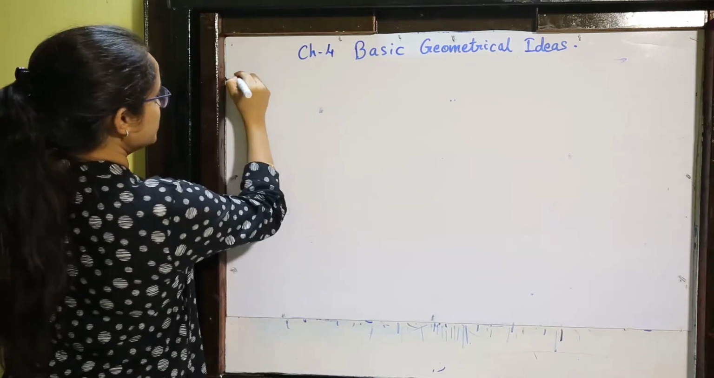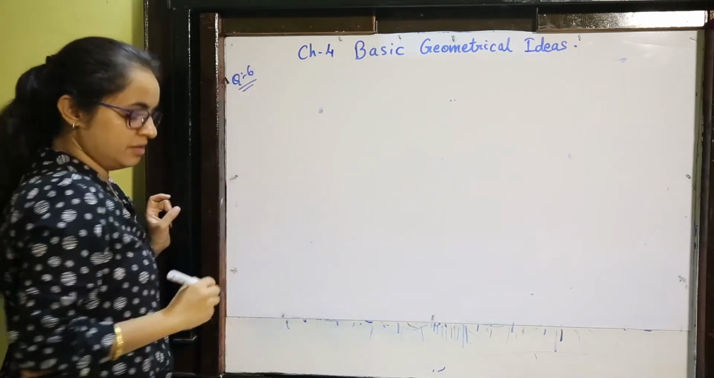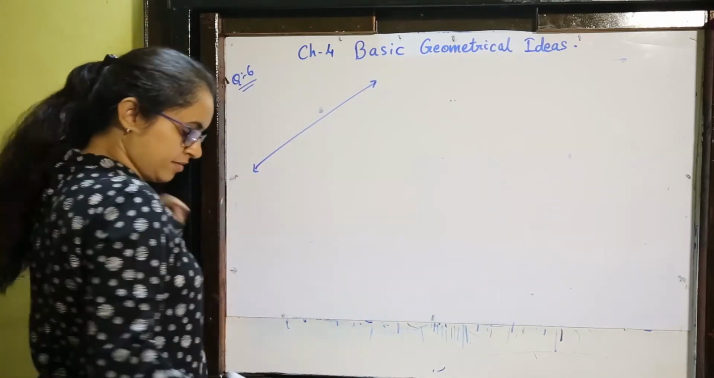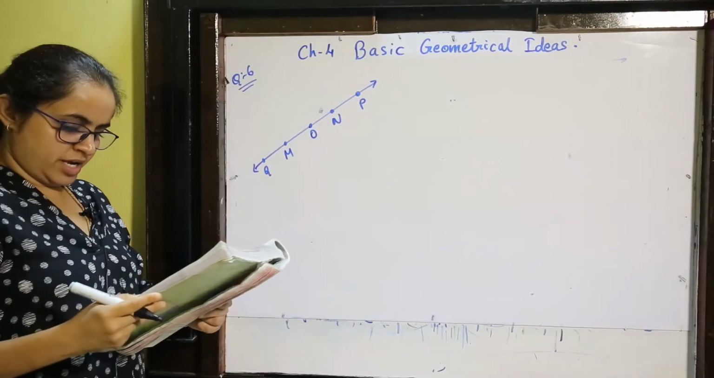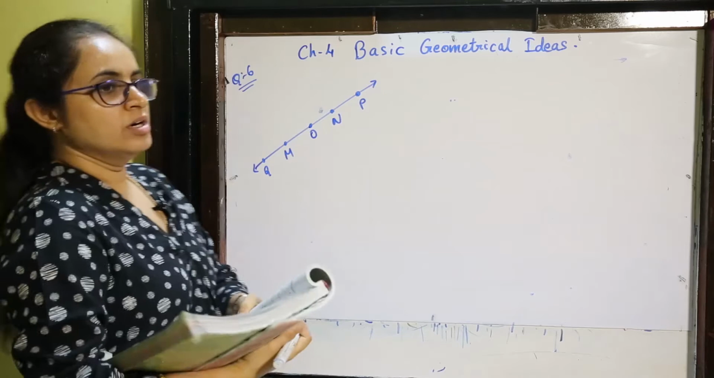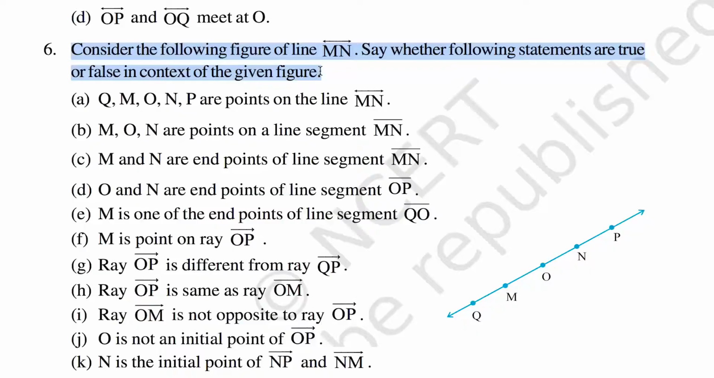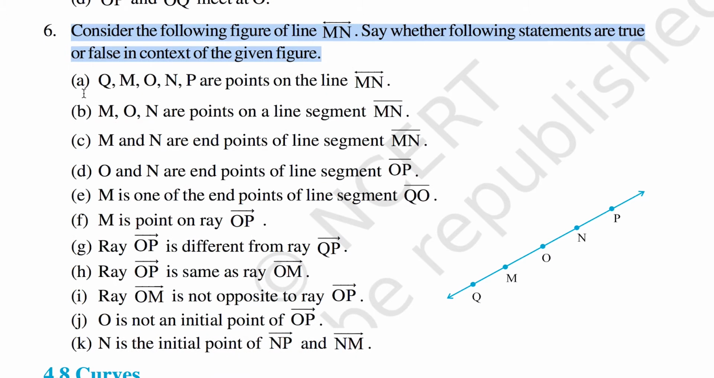Before we move on, question number 6 has one figure at the side. So I am drawing that figure for you to explain. Okay, so this is the figure, and from this figure you need to give the answer of true or false. I am reading question number 6 for you, and one by one we will solve the true and false answers. Consider the following figure of line MN and say whether the following statements are true or false in context of the given figure. The figure is drawn here already.